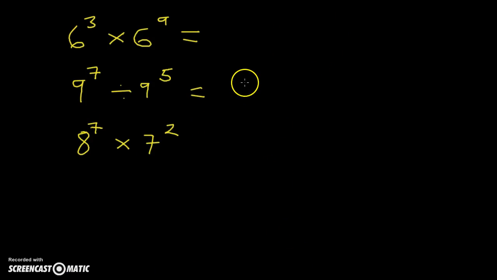Now some summary examples just to double check you know these indice laws. So multiply. What do we do in multiply? We add the indices. So in this case, it's going to be 6 to the power of 3 plus 9, which is 6 to the power of 12.